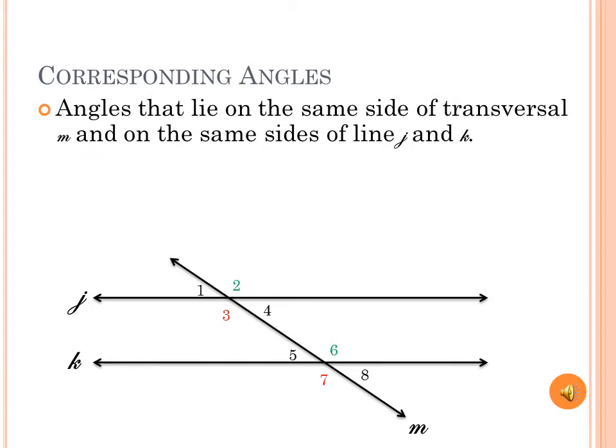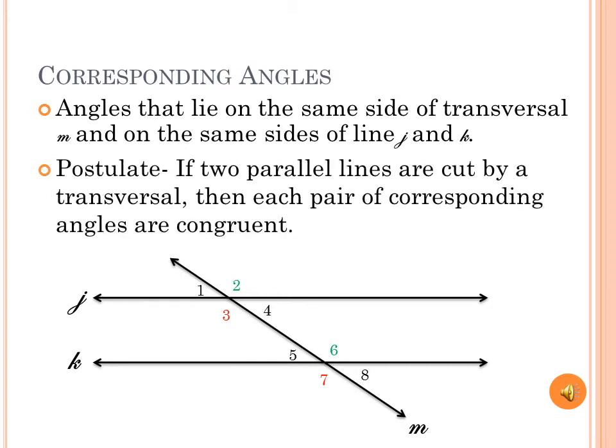Last but not least, there are corresponding angles. Corresponding angles are angles that lie on the same side of transversal M and on the same side of lines J and K, such as angles 2 and 6 or 3 and 7. Corresponding angles has a postulate instead of a theorem. It is when two parallel lines are cut by a transversal, then each pair of corresponding angles are congruent. Tip: look for the letter F.